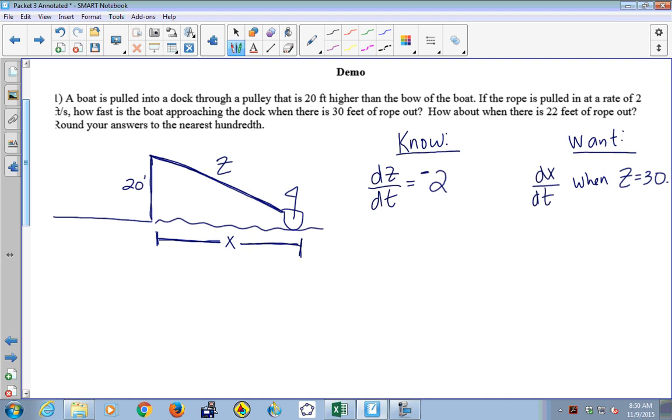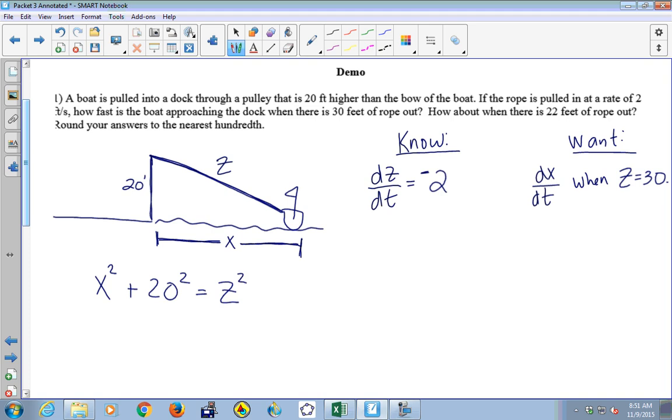Okay, so now I have two variables here, x and z. They're both changing with respect to time. So what I need is some kind of equation that can relate x and z. Don't think about the rates, just look at the static picture. Is there some equation that we could use to relate the variables x and z? Simpler than trig. The Pythagorean theorem. Yeah. So I know that x squared plus 20 squared always equals z squared.